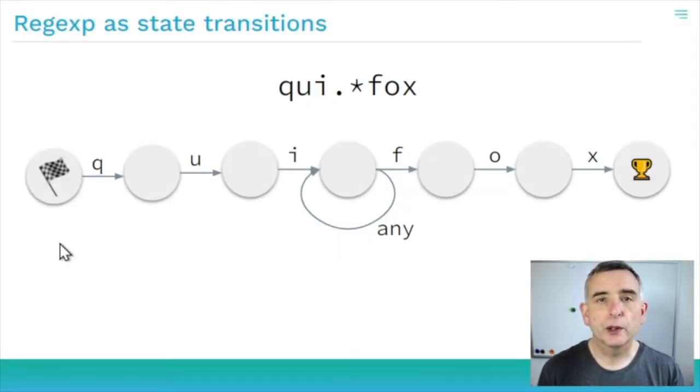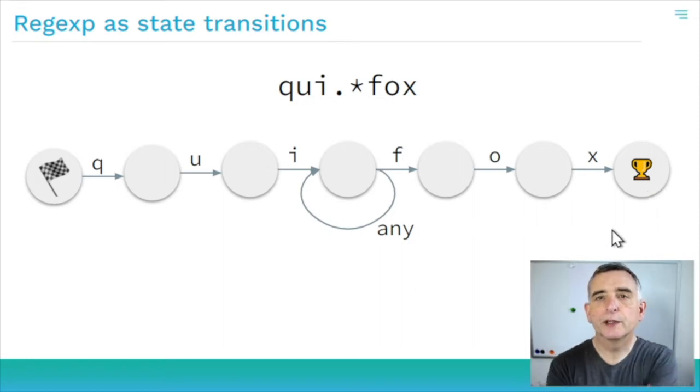This is a view that's quite often used when describing how regular expressions work. The circles are states. We start in this state, and if we get a Q, then we can move to the next state. If we get a U, to the next state, an I. And then in that state, we can loop round this arrow here, matching any character as many times as we like. And then when we get an F, we can move to this state, an O to this state. And if we get an X at that point, then we reach the final state, and that's a match. We have matched the regular expression.